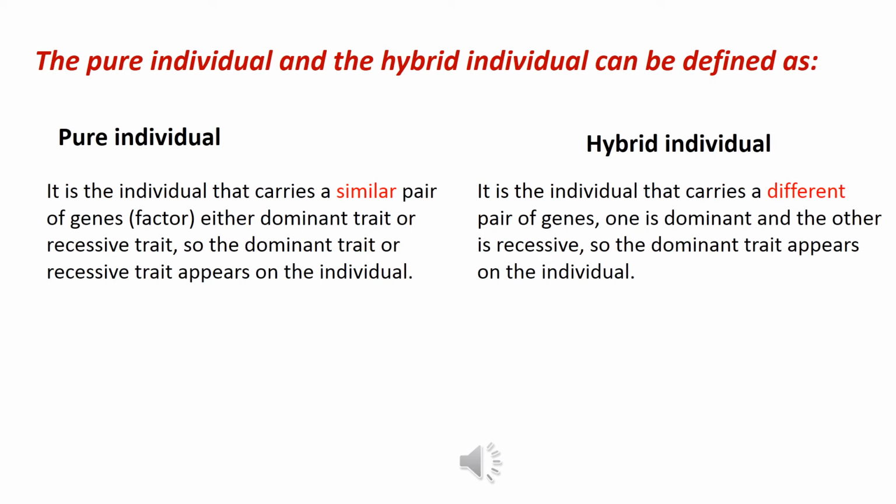A pure individual is the individual that carries a similar pair of genes, either dominant trait or recessive trait. A hybrid individual is the individual that carries a different pair of genes, one of them is dominant and the other is recessive.